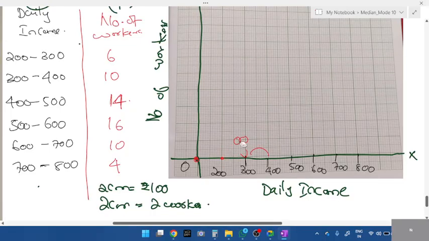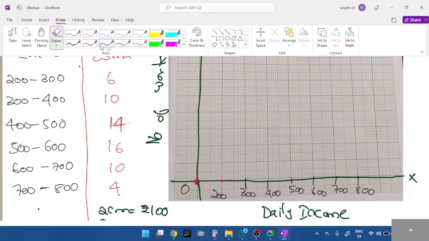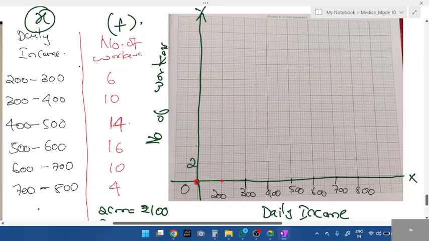Next, tell me for y-axis, what do we need to take? One box has how many workers? Two workers. So start from 2. What are the numbers I have to take? Respond all of you. 2. Next, yes, 8, 10, 12, 16, 18, up to 18.